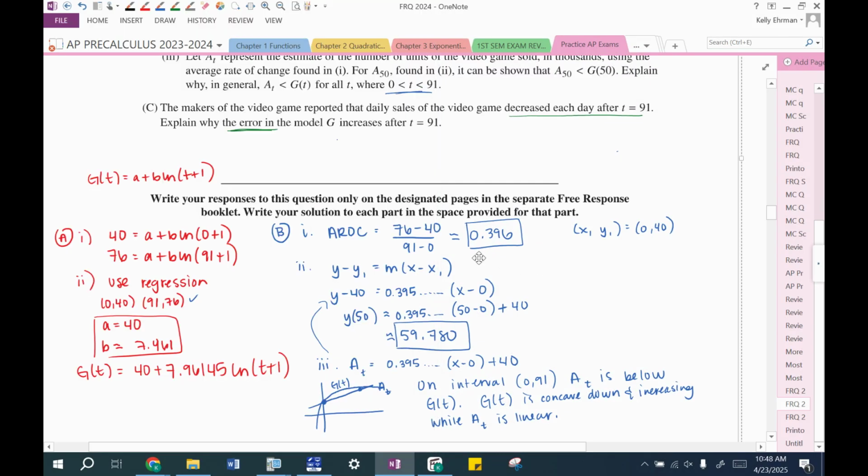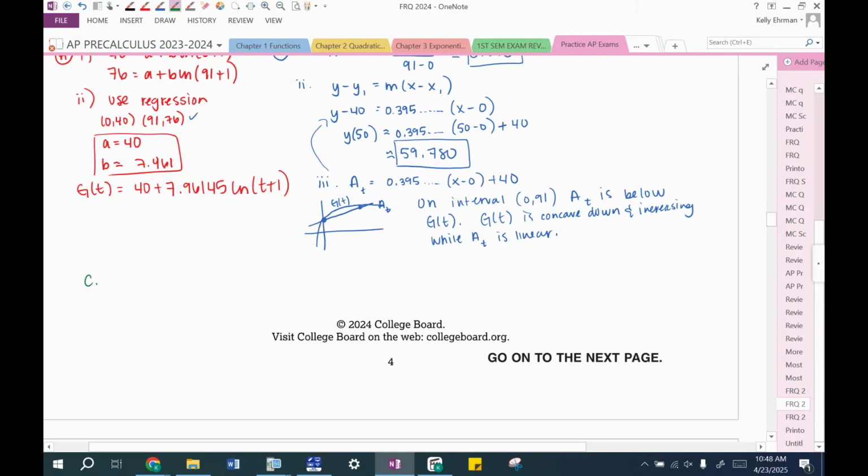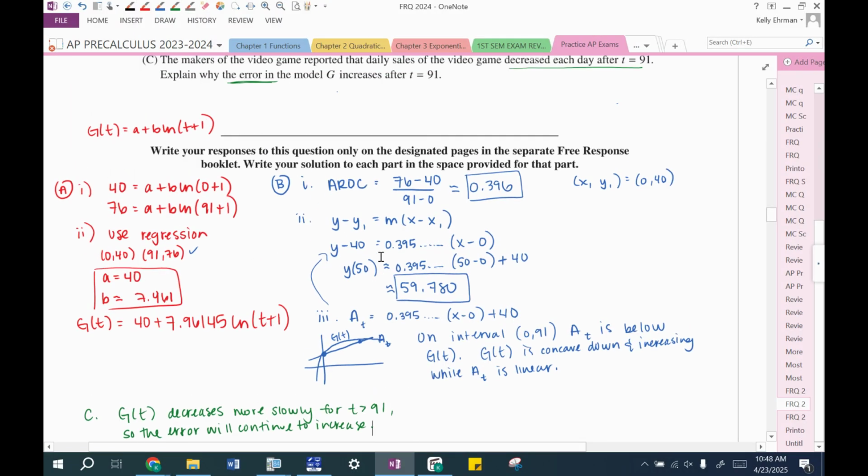So for part C, I could say g of t decreases more slowly for t greater than 91. So the error will continue to increase. It's not decreasing as, or it's not increasing as quickly as it should for what's really happening with sales.